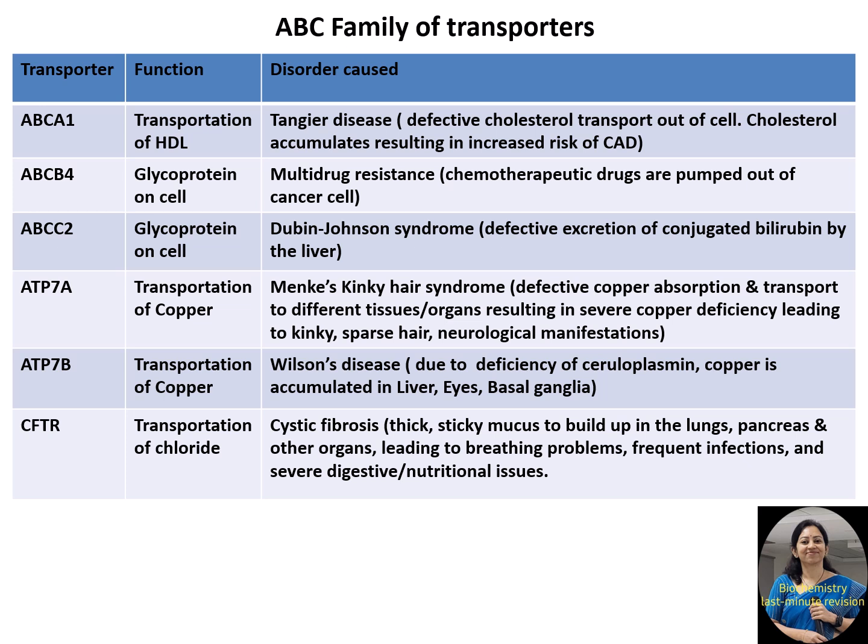When lungs are affected, it results in difficulty in breathing, and when the exocrine part of the pancreas is affected, it results in frequent infection and pancreatitis, and when the GIT is affected, it results in severe digestive and nutritional issues. So this was all about the ABC family of transporters, their function, and the disorders.